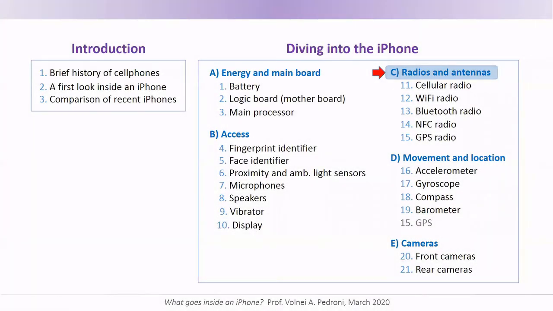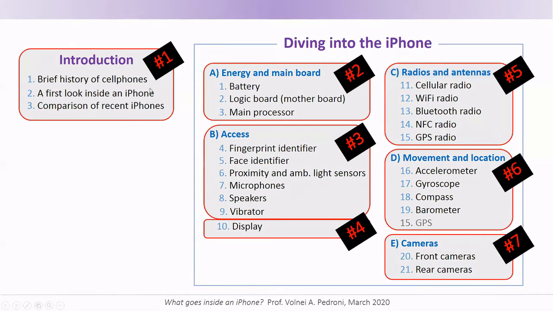Welcome to video number 5 of this presentation called What Goes Inside an iPhone. The study of the iPhone was divided into 5 blocks called Energy and Mainboard, Access, Radios and Antennas, which is today's subject, Movement and Location, and finally Cameras. There is also an important introductory video.